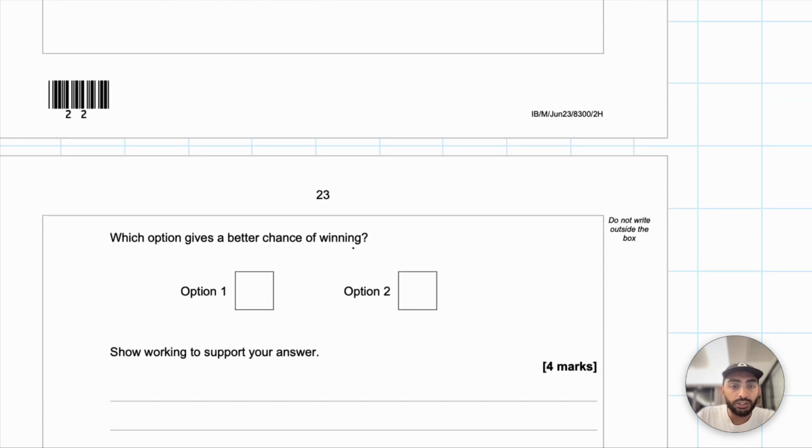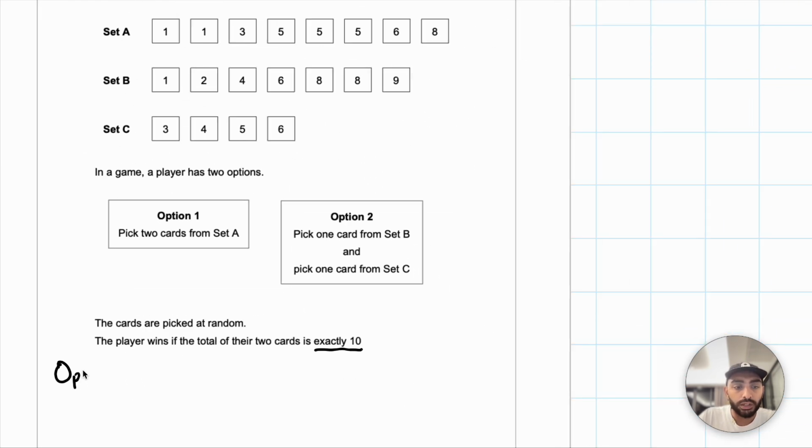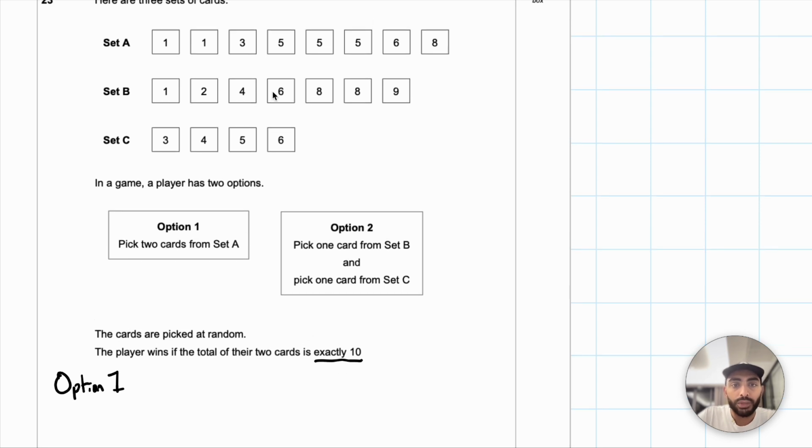Which option gives a better chance of winning, option 1 or option 2? So let's take a look at option 1 first. The way we can win is finding two cards that are exactly 10. So what are some ways that we can make 10 from set A?